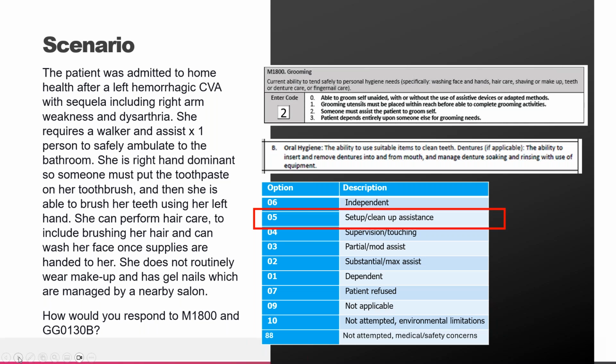When I look at my GG items, I look at myself as being with that patient in a bubble, and whatever we need to complete that task is in the bubble with us. So I'm not having to worry about how they got there, all that kind of stuff that I have to look at with M1800. I'm in this bubble with this patient, and we have what we need to do this right here. In our scenario, all she needed was somebody to put the toothpaste on her toothbrush and lay all her stuff out for her. So in that situation, I would code her a 5 on GG0130B.